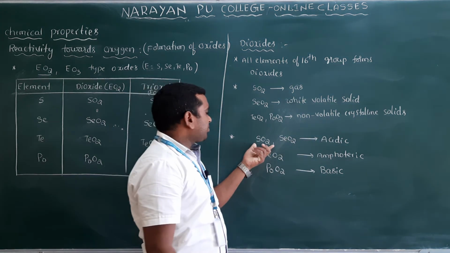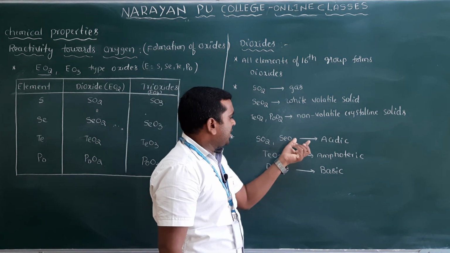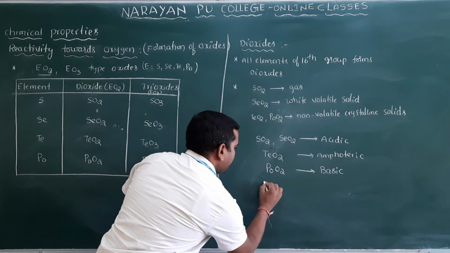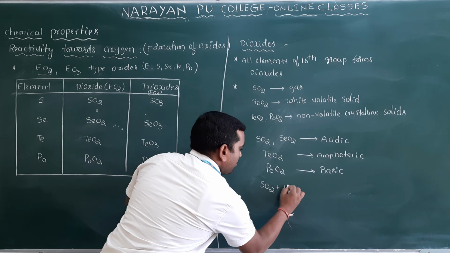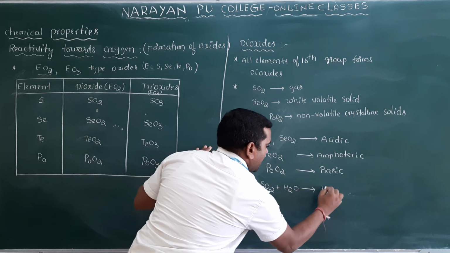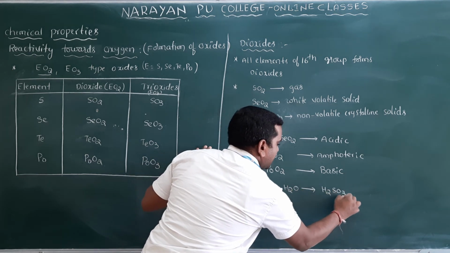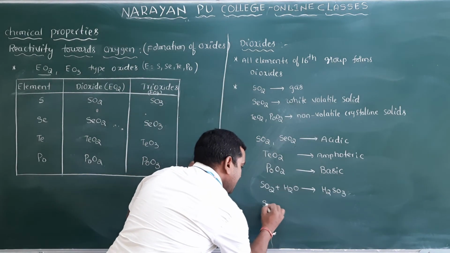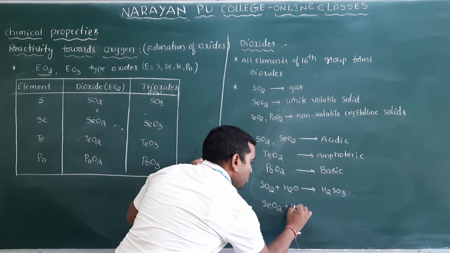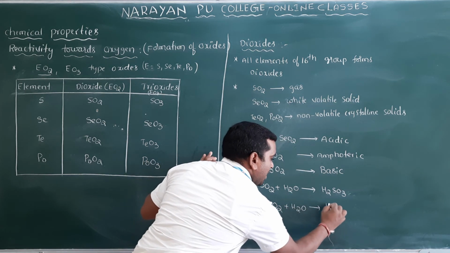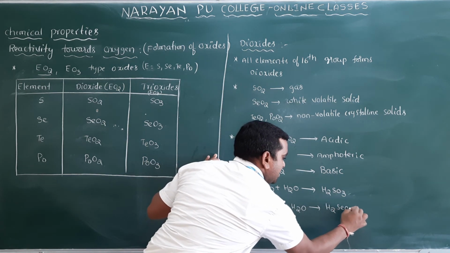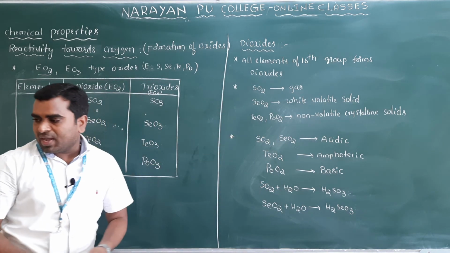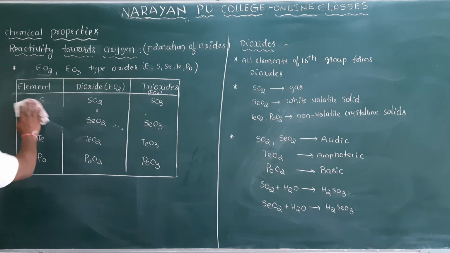If you dissolve SO2 and SeO2 in water, they give the respective acids. Suppose I take SO2 and dissolve in water, what will you get? H2SO3, sulfurous acid. So that's why it is an acidic oxide. In the same way, SeO2 plus H2O, what will you get? Selenous acid, H2SeO3. Clear? So these are about the acidic nature.